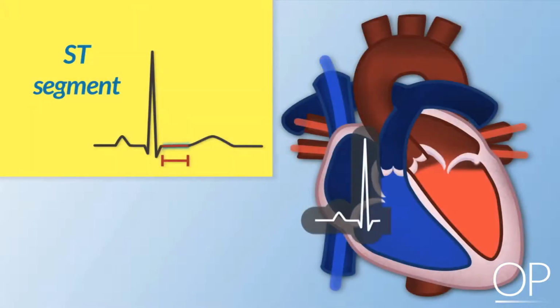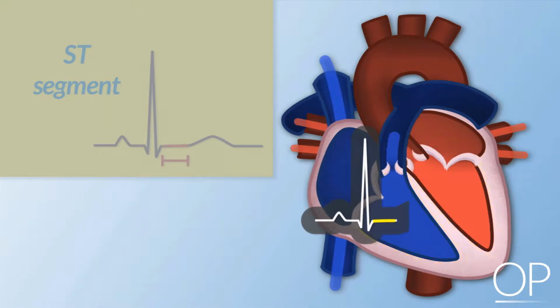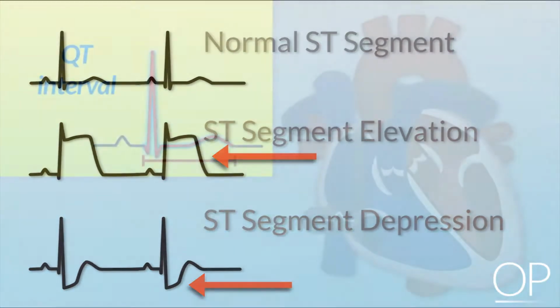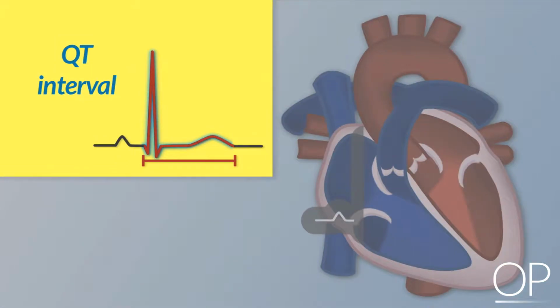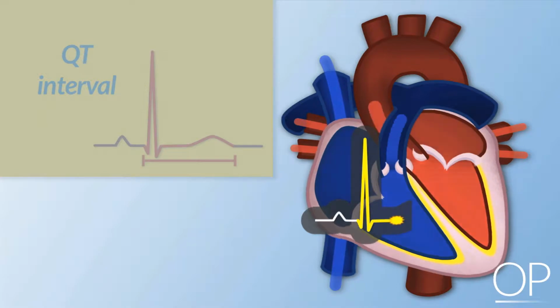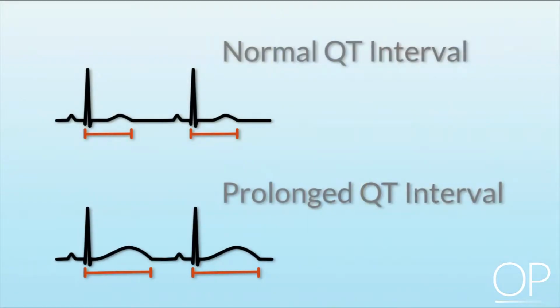The ST segment represents the complete repolarization of the ventricles. Elevation or depression of this segment may indicate heart muscle ischemia. The QT interval represents the complete depolarization and repolarization of the ventricles. A prolonged QT interval is a risk factor for ventricular arrhythmias and sudden death.